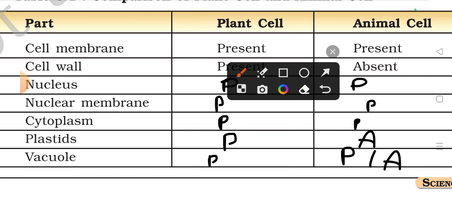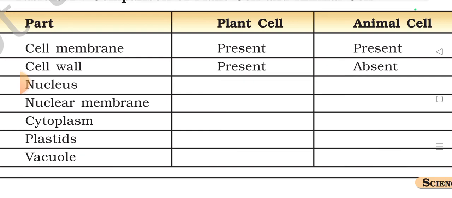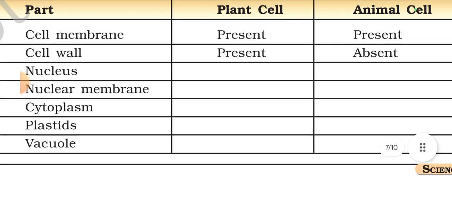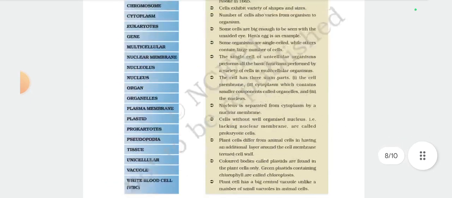It is not compulsory that animals should have vacuole. Animals excrete the product directly, but plants are not able to excrete the product. So what do plants do? Plants store the waste product in vacuoles. Therefore, animals do not need vacuole. This is the main reason why animals don't need it.